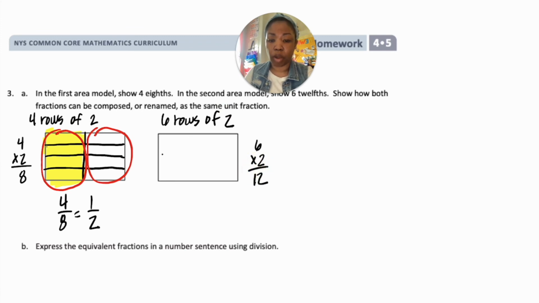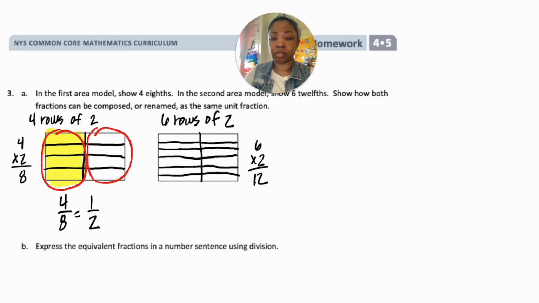And I need to make 12s. So I'm going to cut this in half. Then I'm going to cut each half into thirds. And then I will have 6. I'm going to do 2 columns so that I have 6 rows of 2. I'm shading 6 of them. That is also 1/2, right? 6/12 equals 1/2.